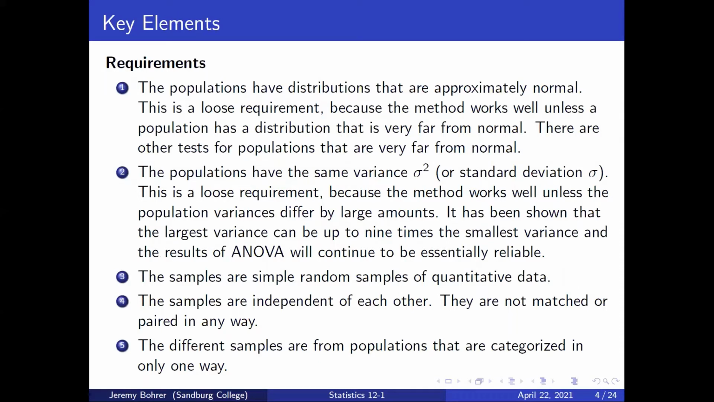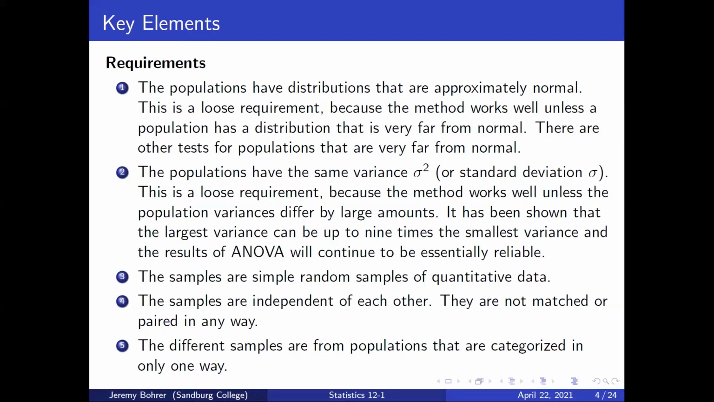Requirements of analysis of variance. The populations have distributions that are approximately normal. This is a loose requirement because the method works well unless a population has a distribution that is very far from normal. There are other tests for populations that are very far from normal, but we won't discuss those in this class. The populations have the same variance, sigma squared, or standard deviation sigma. This is a loose requirement because the method works well unless the population variances differ by large amounts. It has been shown that the largest variance can be up to 9 times the smallest variance, and the results of ANOVA will continue to be essentially reliable.